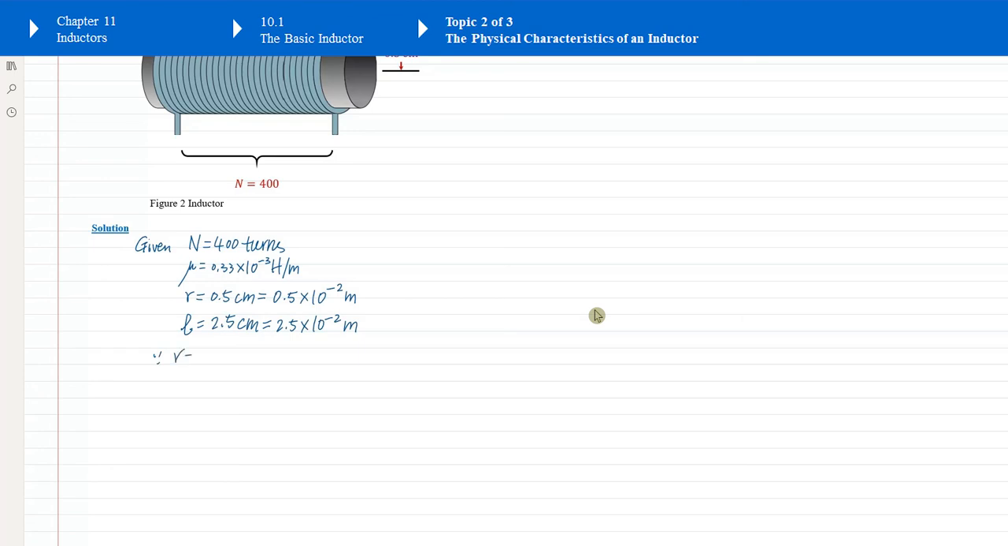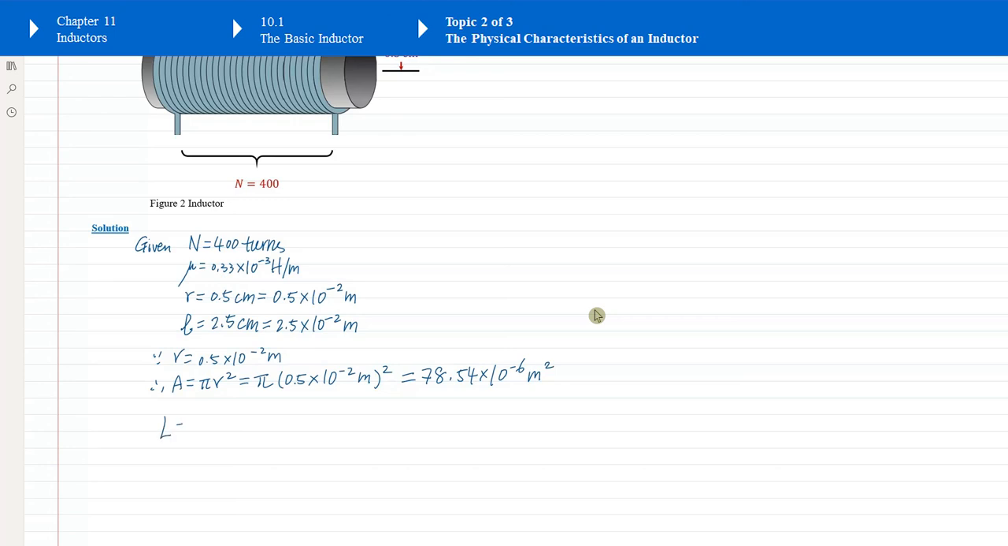Because the radius equals 0.5 times 10 to the power negative 2 meter, let's find the area. Area is pi r squared. It is pi times (0.5 times 10 to the power negative 2 meters) squared. Using a calculator, I get 78.54 times 10 to the power negative 6 meter squared. So now we can use the formula to find the inductance.